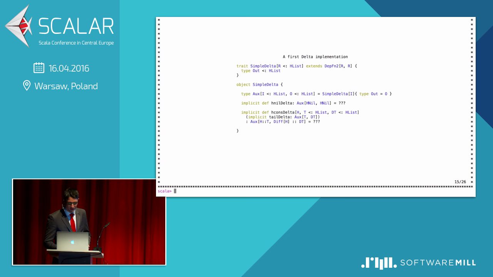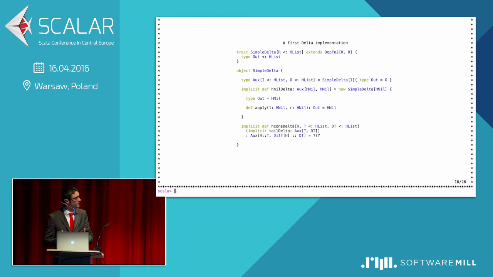And then the non-empty case, where we say, okay, both my representations will have a head type H and a tail type T. And probably there will be a delta for the tail, and this delta will output a type DT. If I have that, then I know that I can make a delta for H colon T that will be a diff of H followed by the diff for the delta for the tail.